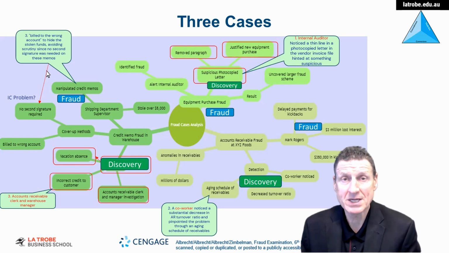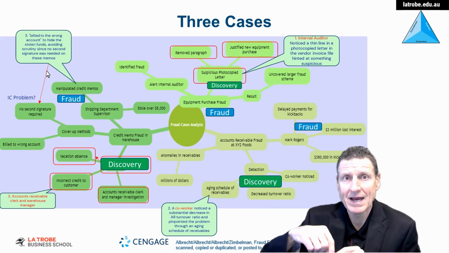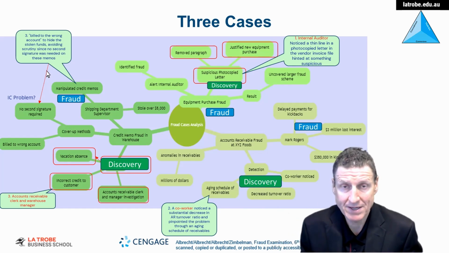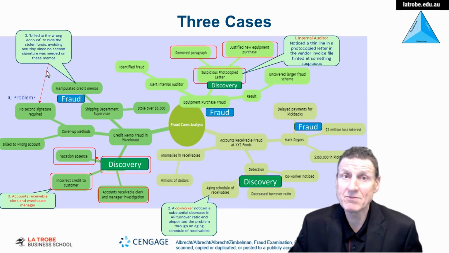And the internal auditor spotted this Xerox copy because it had a thin line in the photocopied letter and that hinted that something was suspicious. And so that was the discovery of the fraud. And then that led to a larger fraud scheme of equipment purchases by the fraudster.